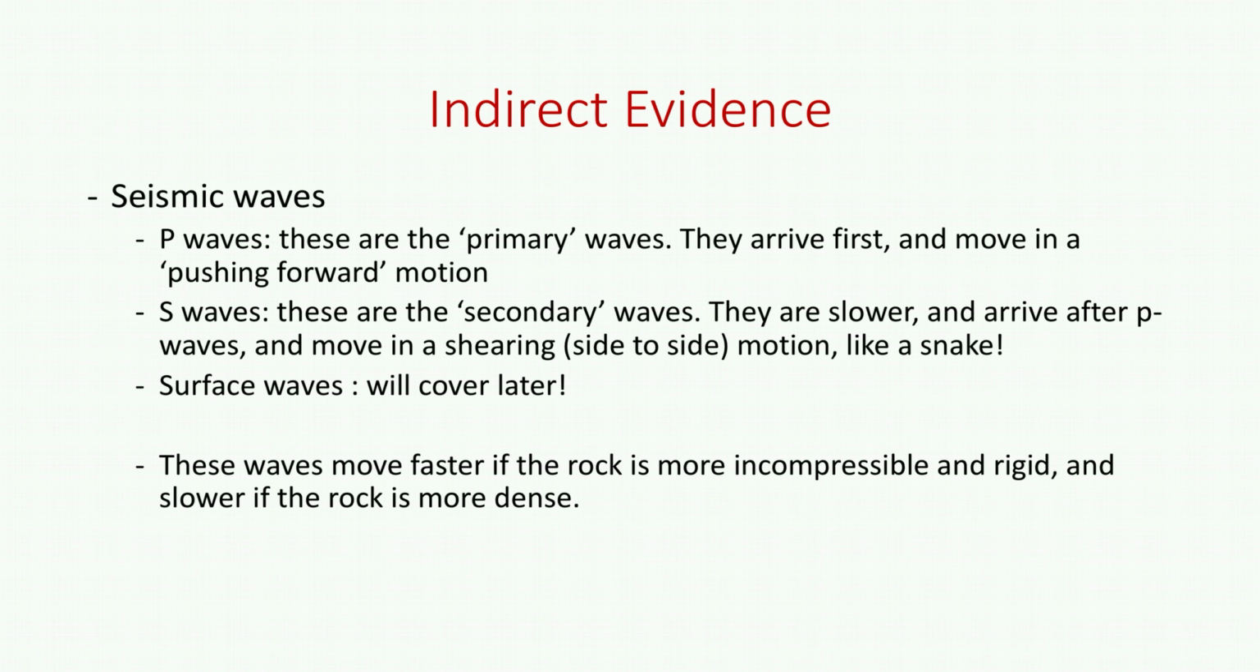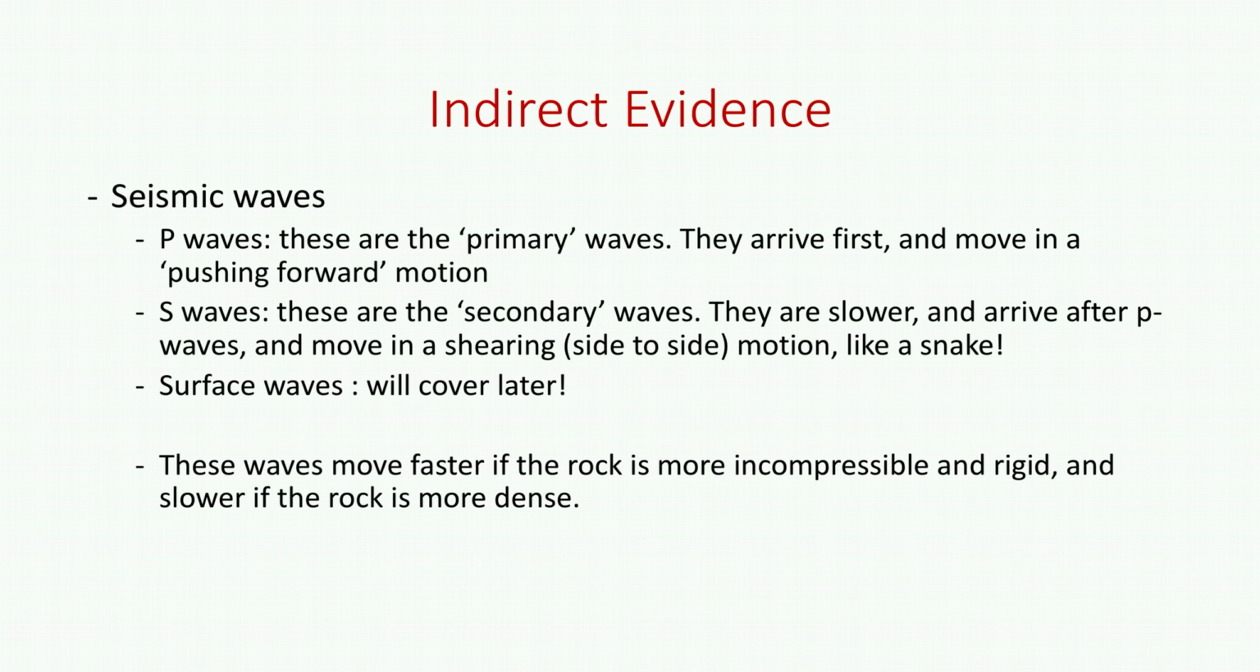And finally, these waves move faster if the rock is more incompressible and rigid. Now, by incompressible, I mean less easily squished or compressed. So imagine if I was trying to squish a rubber ball in my hands and a foam ball in my hands. Now the rubber ball is going to want to spring back into shape much more quickly because it's more incompressible, it offers more resistance. Now when I remove the pressure, it's going to fire my hands away at a faster rate as it springs back into shape. And this applies to P waves.